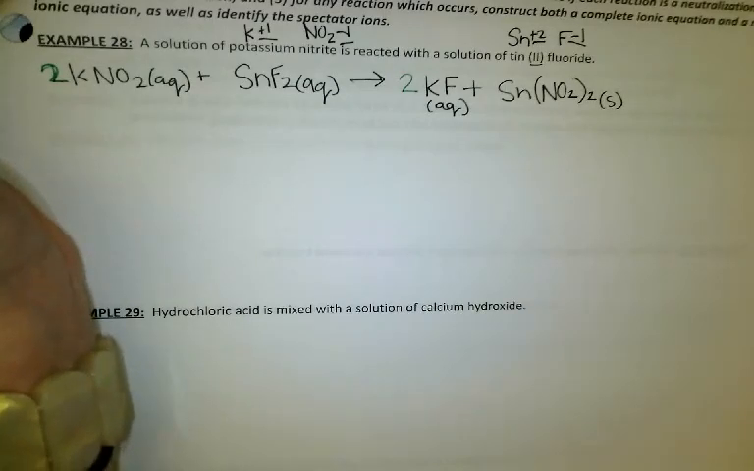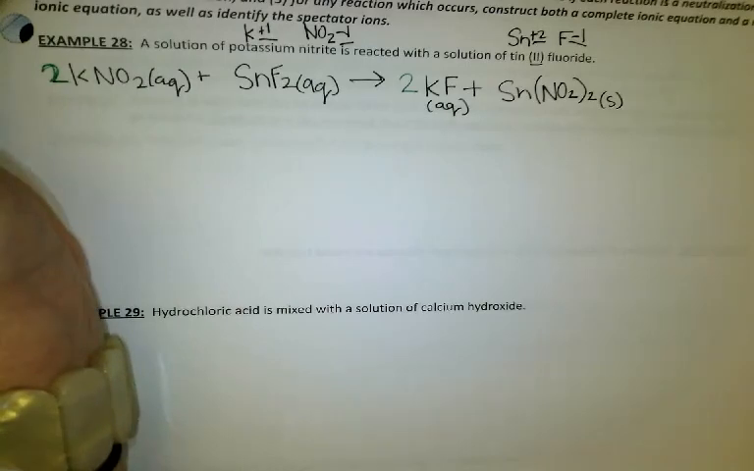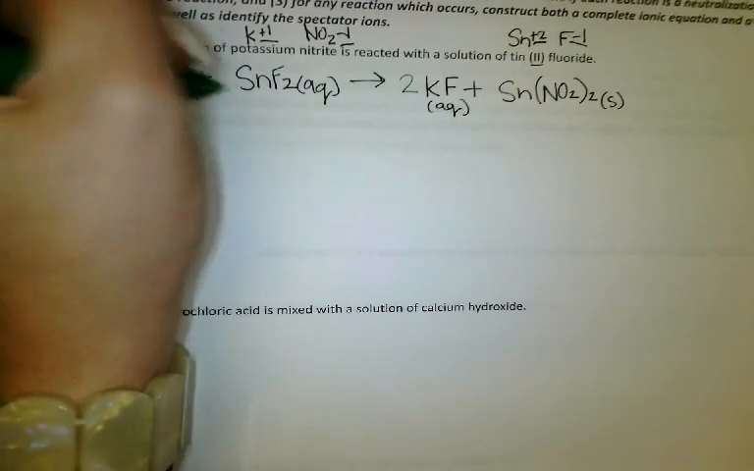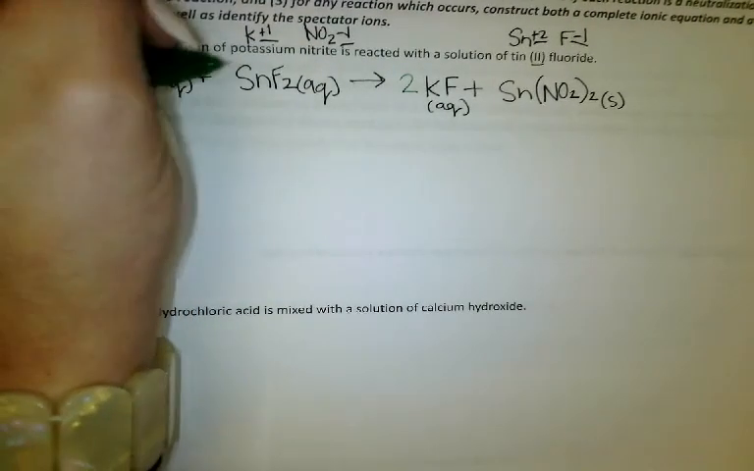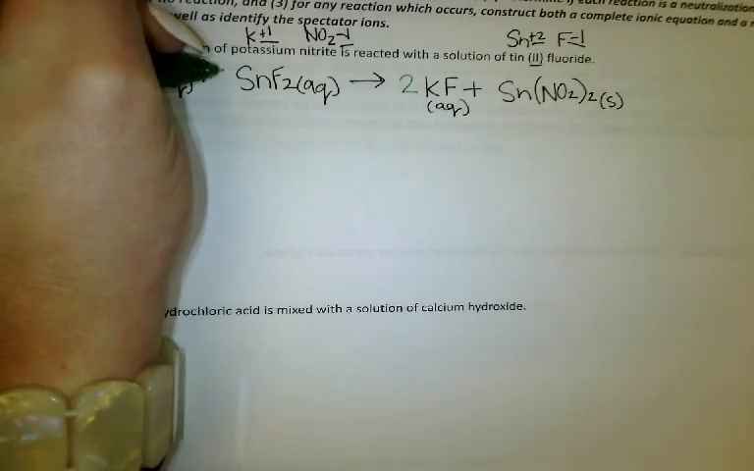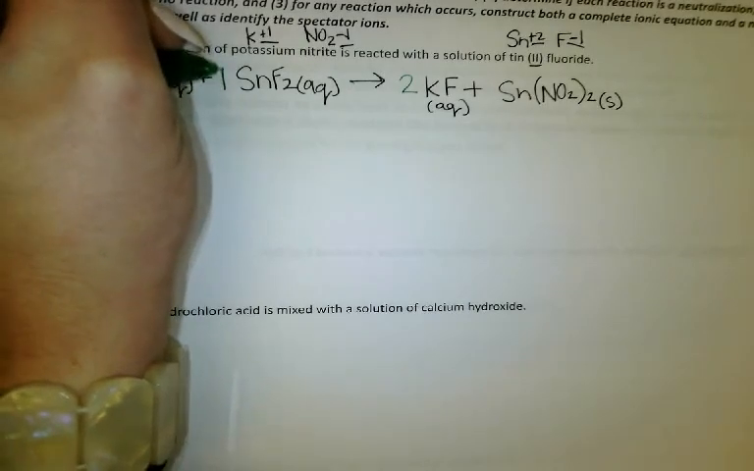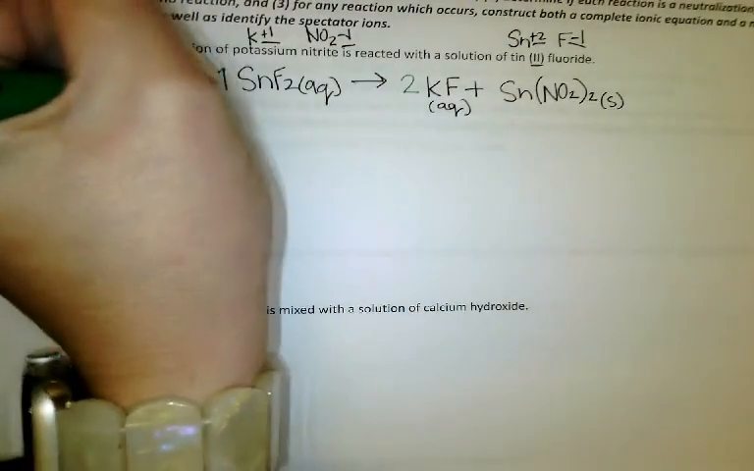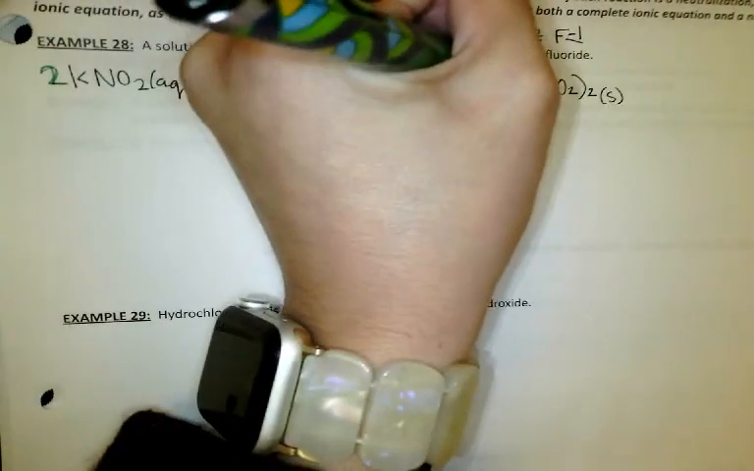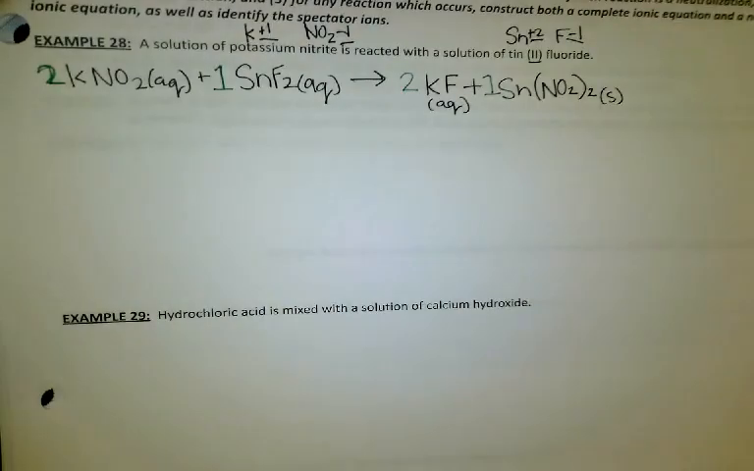So, what goes in front of the tin fluoride? Tin 2 fluoride? What number? 1. Okay. There's an understood 1. If there's a blank there, there's an understood 1 there. Do not tell me there's 0. If there was 0 tin 2 fluorides, this reaction would occur. You're telling me it's not even there. So, there's at least 1.